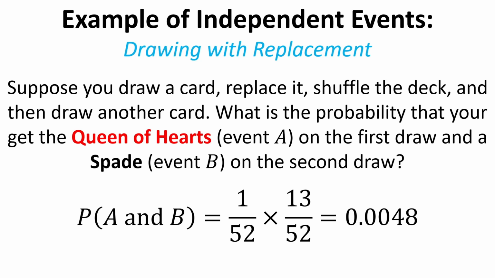And just to put a fine point on that, let's suppose for a moment that you draw the Queen of Hearts and then you set that card aside. You don't put it back in the deck. Now the sample space contains fewer cards. So that means on the second draw, the probability of getting a Queen of Hearts is now 0. So you see, the reason we draw a card and then put it back is what ensures the two events are independent. Drawing with replacement makes the two events independent.